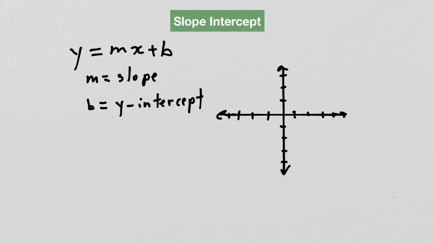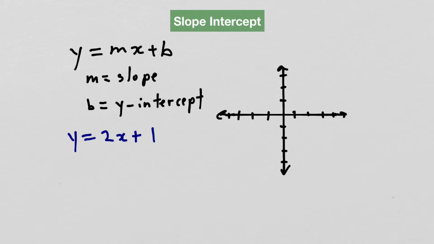Your y-intercept is where the function or the line crosses the y-axis. And then your slope is the angle of your line. So the best way to explain this is through an example. Let's suppose we have the equation y equals 2x plus 1.